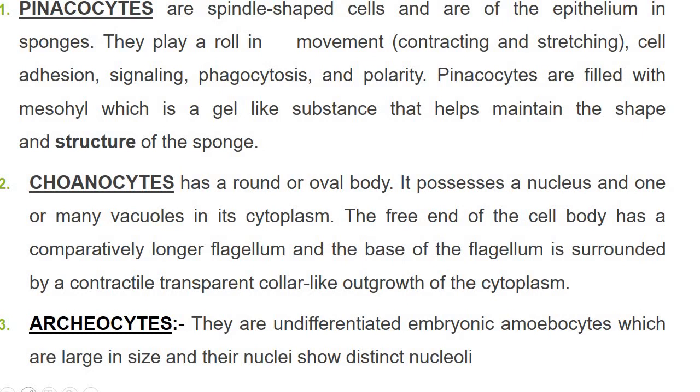Next, archaeocytes. These archaeocytes are the third type of cells histologically. Archaeocytes are undifferentiated embryonic amoebocytes which are large in size and the nucleus shows a distinct nucleolus. Archaeocytes are also called stem cells. These archaeocytes are also called totipotent cells.